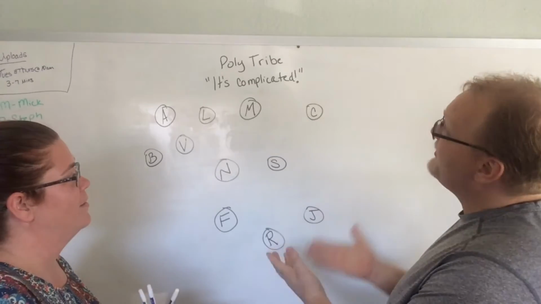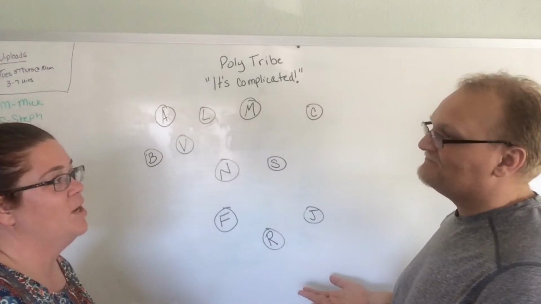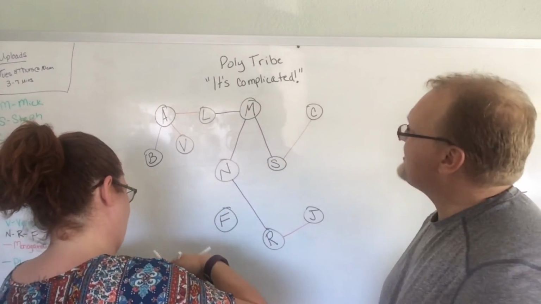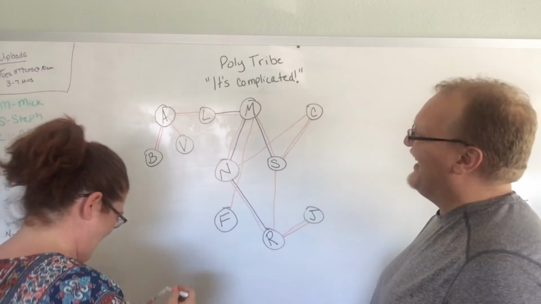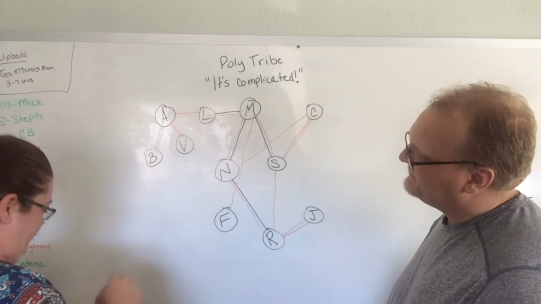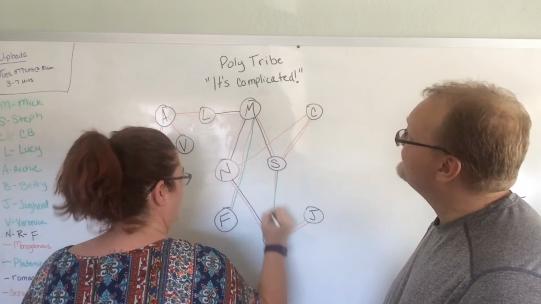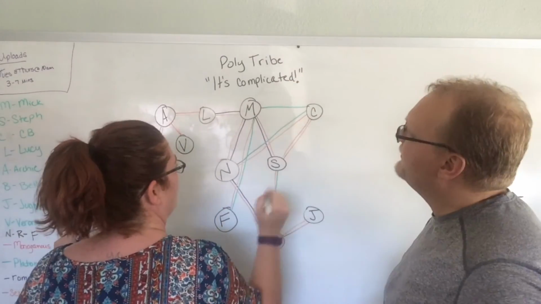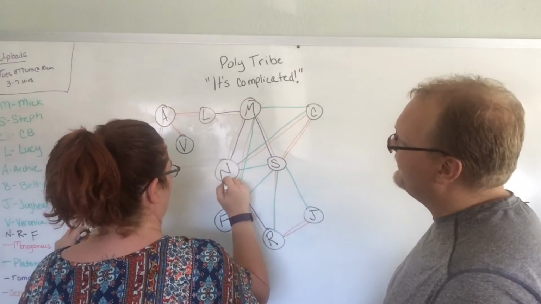Welcome to the clusterfuck that is the poly tribe. Why don't we start with monogamous? Let's fill in this one real fast. Who's having sex with who? Oh my god, everybody's having sex. Oh my gosh. Platonic is this one. And this one. And this one. And this is platonic. And this is platonic. And this is platonic. And this. These are all.